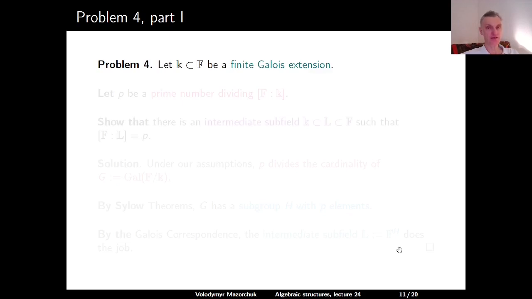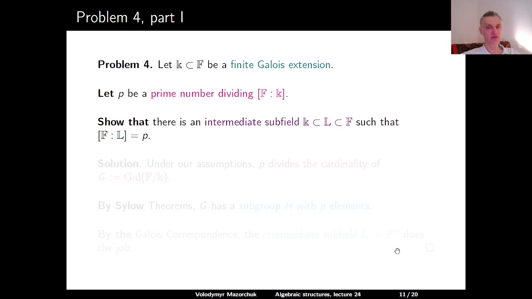Problem 4. Let K inside F be a finite Galois extension. Let p be a prime number dividing the dimension of F over K, the degree of this extension. Show that there is an intermediate subfield L between K and F, such that F has dimension p over L.